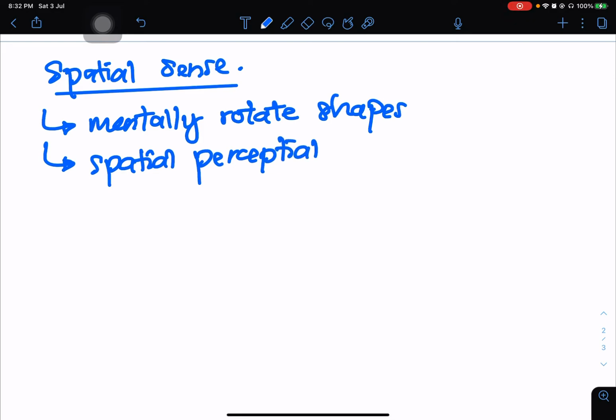Okay, spatial perception. In spatial perception, the students would be able to notice how shapes would look if you cut them at different angles. So they would be able to visualize or manipulate the shapes in space. So, visualization.